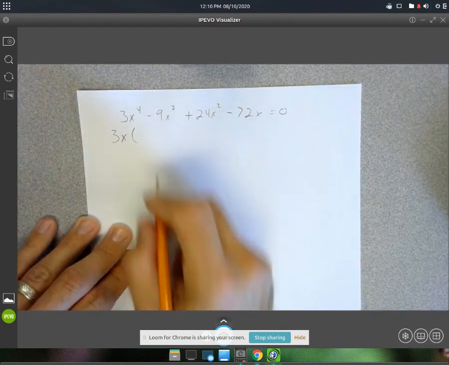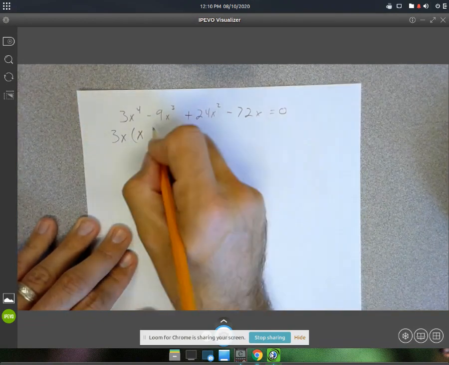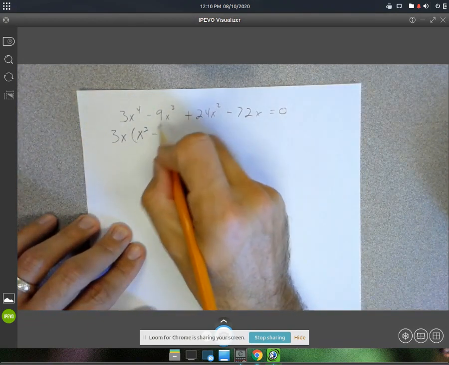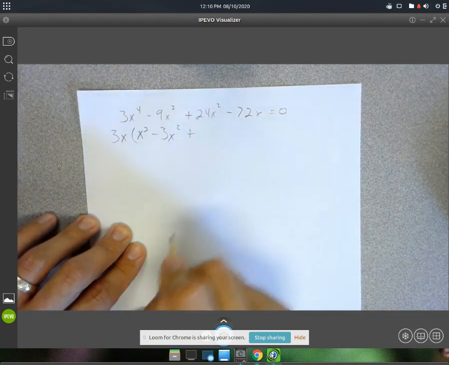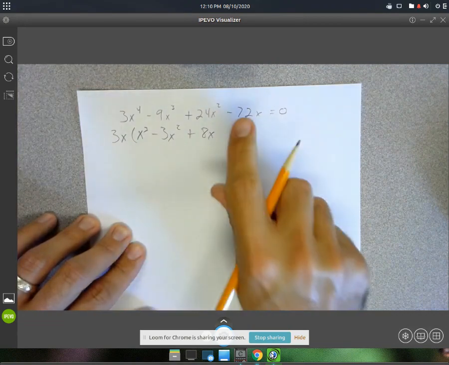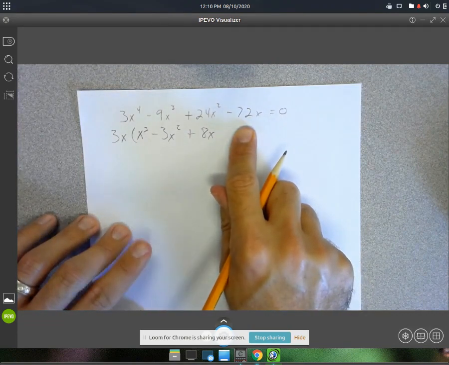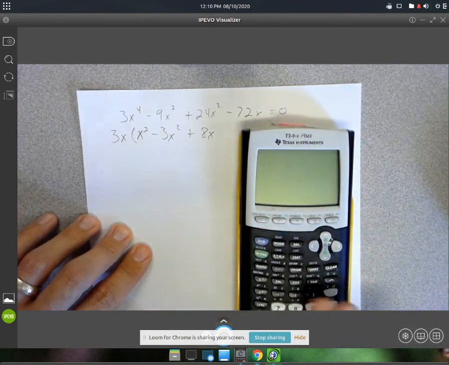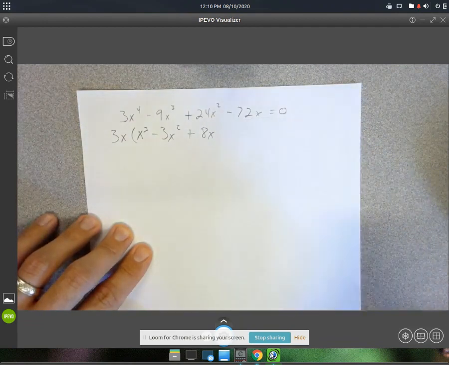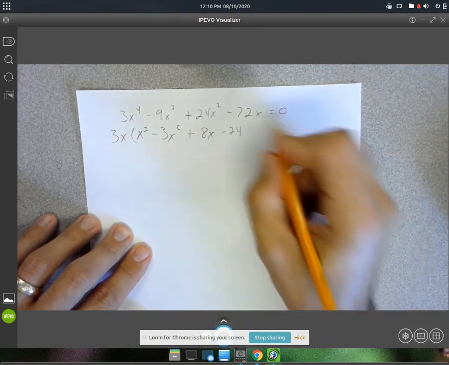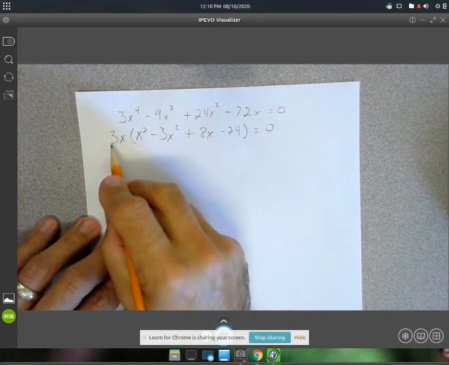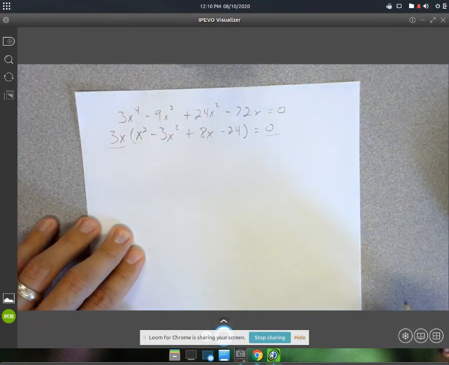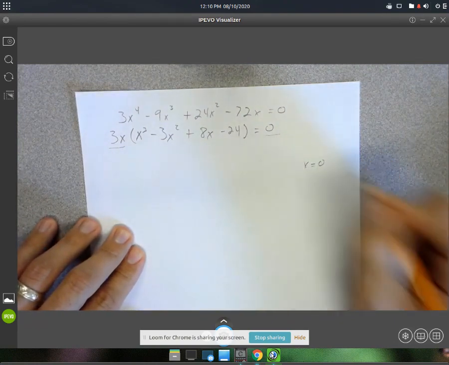So this term becomes just an x to the third power. And then this one becomes a 3x to the second power. This one will become an 8x. And then 72 divided by 3, well, feels like 24. Yeah, 24 times 3 is 72. And then minus 24. All this equals 0. So I already know one of my factors, 3x. I could set that equal to 0, and that would be one of my answers. So x equals 0. Got that one.